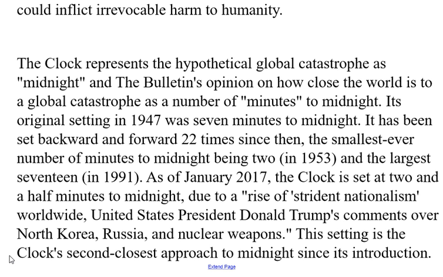It has been set backward and forward 22 times since then. The smallest ever number of minutes to midnight was 2 in 1953. And the largest that we ever got to, in 1991, was 17. As of January 2017, the clock is now set at 2.5 minutes to midnight due to a, quote, rise of strident nationalism worldwide, United States President Donald Trump's comments over North Korea, Russia, and nuclear weapons. This setting is the clock's second closest approach to midnight since its introduction. So the doomsday clock is human caused.